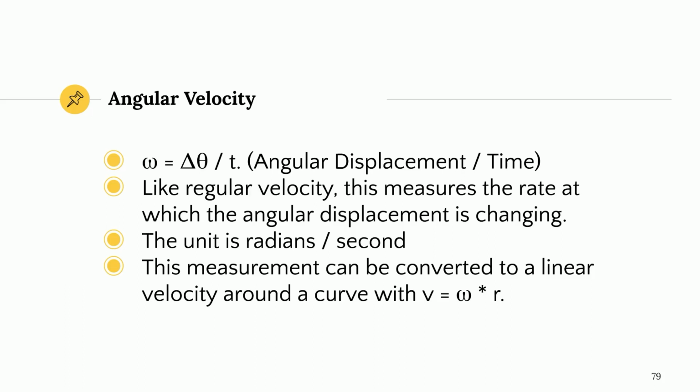This measurement can be converted to a linear velocity around a curve with v equals omega times r. In this case, r is the radius. So what I mean by this, let's say you're driving in a circle and you want to find out the linear velocity you have on the edge of that circle. We can use this equation, multiplying the angular velocity times the radius, in order to find out what your linear velocity is.